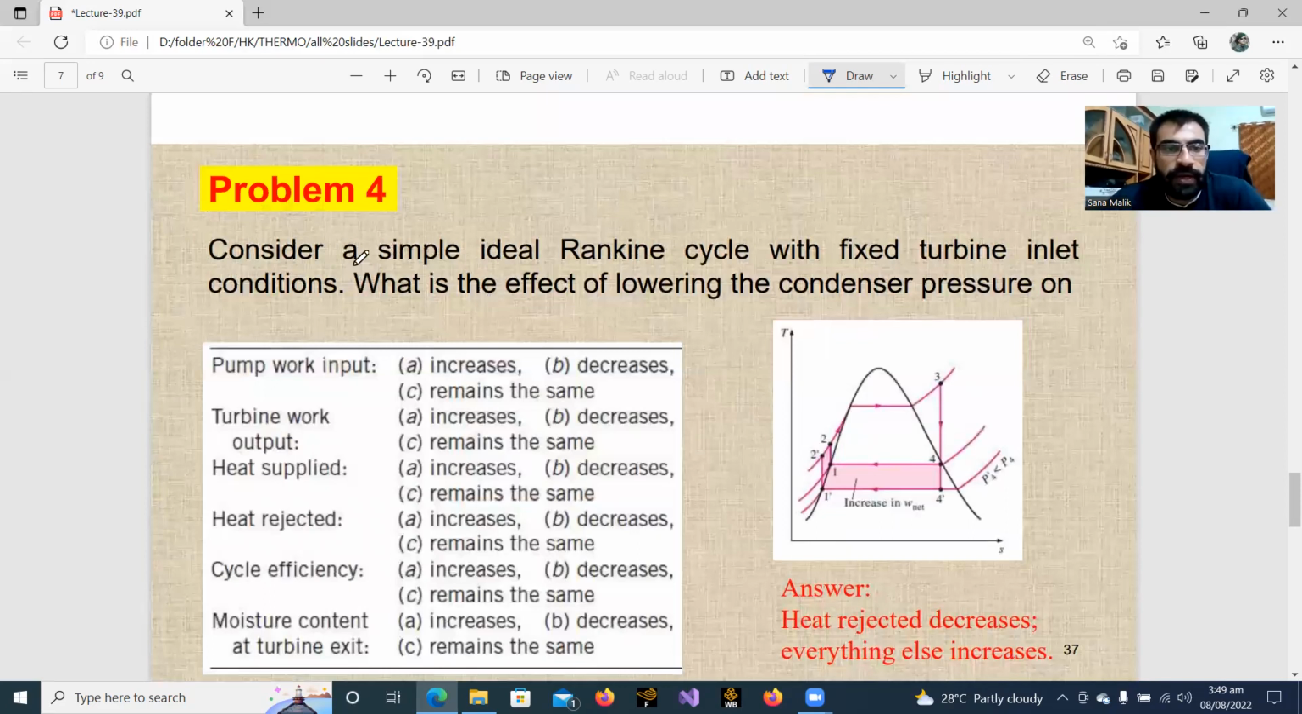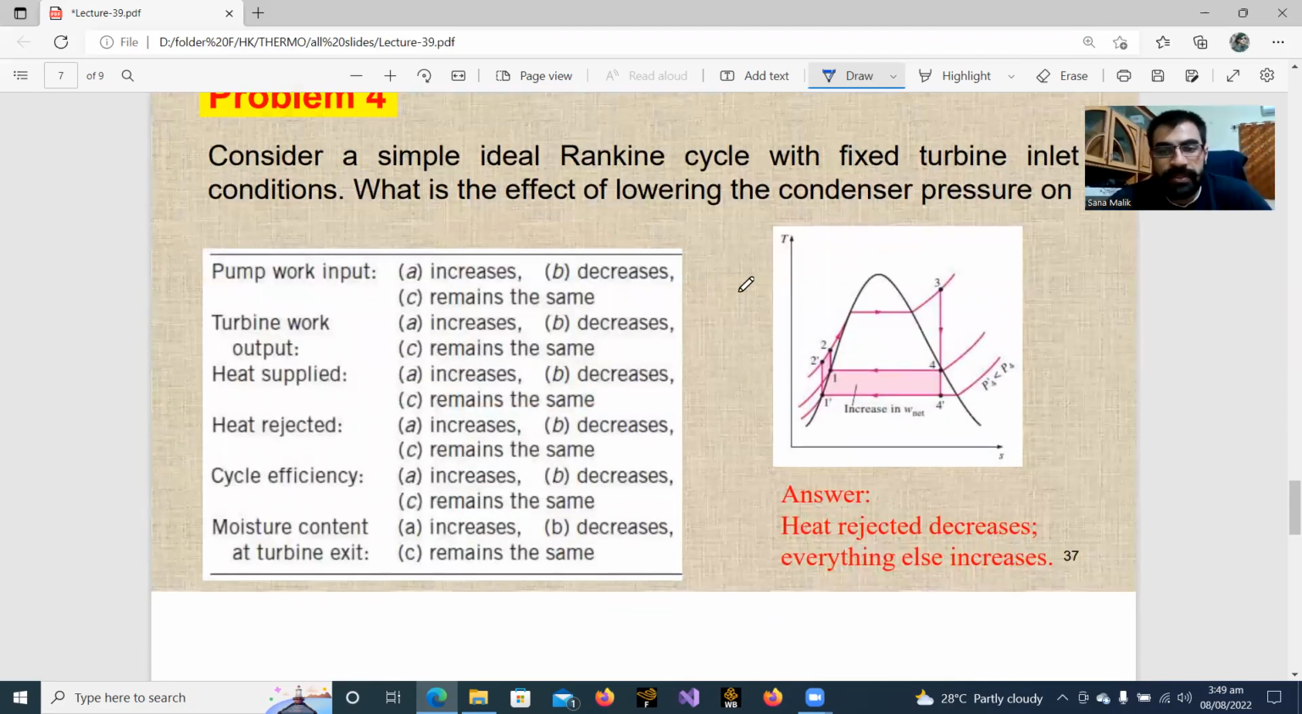So, a simple theoretical question. Consider a simple ideal Rankine cycle. This is an ideal Rankine cycle. 1 to 2, 2 to 3, 3 to 4, and 4 to 1 heat rejection. So what is the effect of lowering the condenser pressure? If the condenser pressure is low, heat rejected will decrease and everything else will increase. Work of pump will increase, heat supplied will increase, and heat rejected will only decrease. Cycle efficiency will also increase, moisture content will also increase.